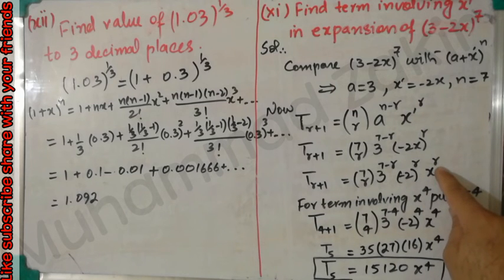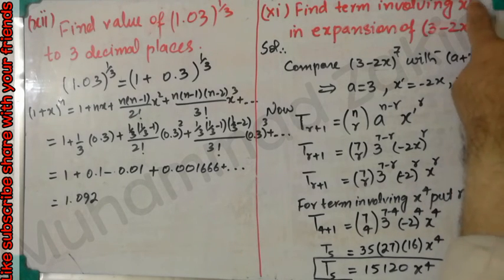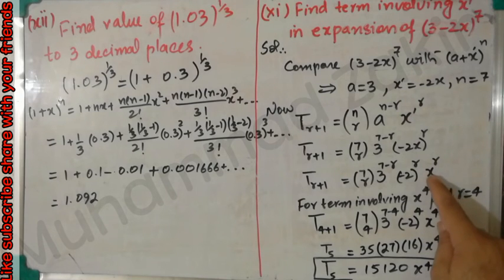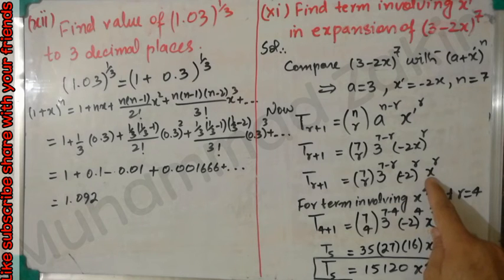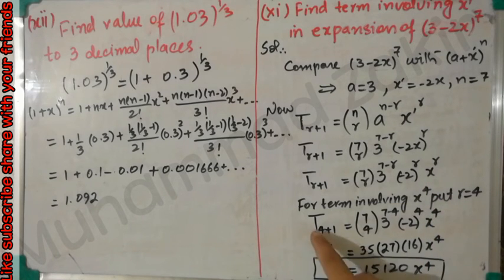Now we require the power of x, we require x power 4, obviously according to the question. So in place of r, we want to write the power of x, which is 4. From here we conclude that r is equal to 4. So if we substitute r is equal to 4, it becomes T5.